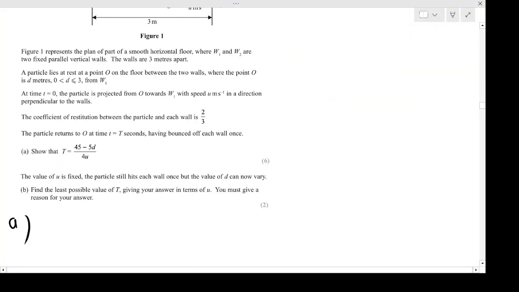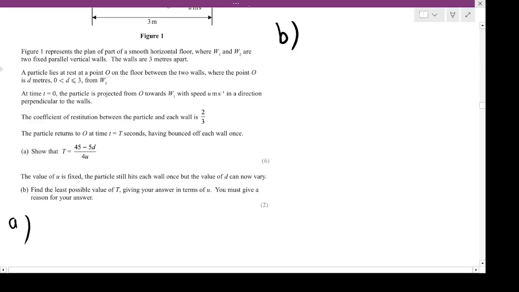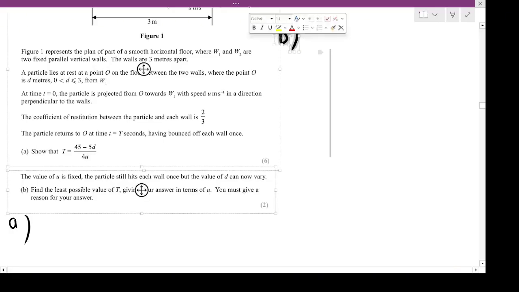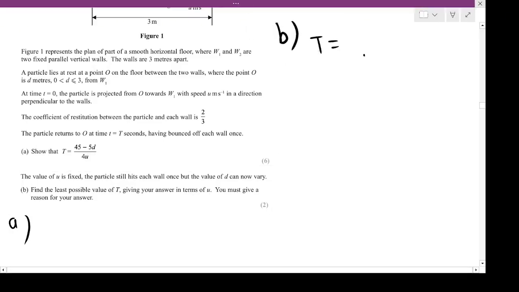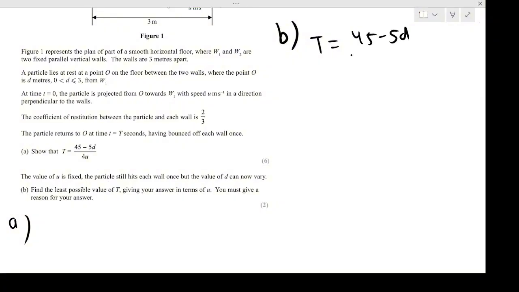Okay, then we're told the value of u is fixed, and the particle still hits each wall once, but the value of d can now vary. Find the least possible value of t, giving it in terms of u. Okay, this seems a lot harder than it actually is. The question seems really weird. It's probably designed to put you off, but all it's saying is, if we keep u the same, this is my expression, right? T is 45 minus 5d over 4u.